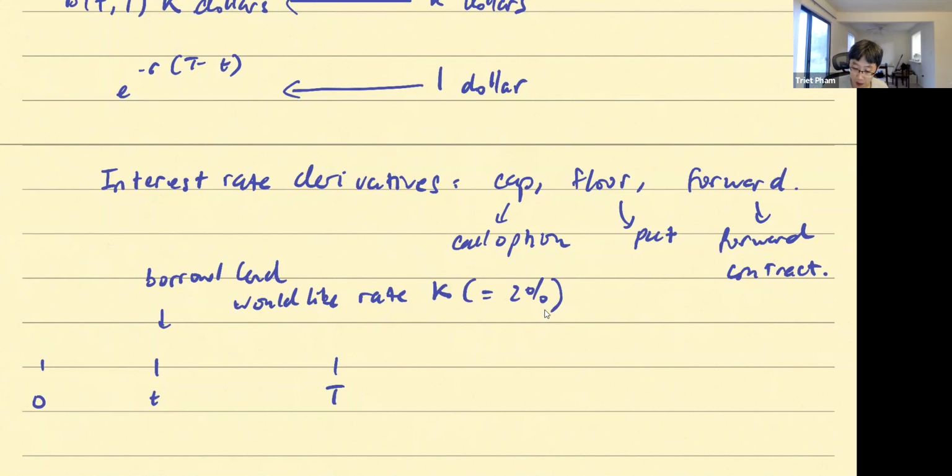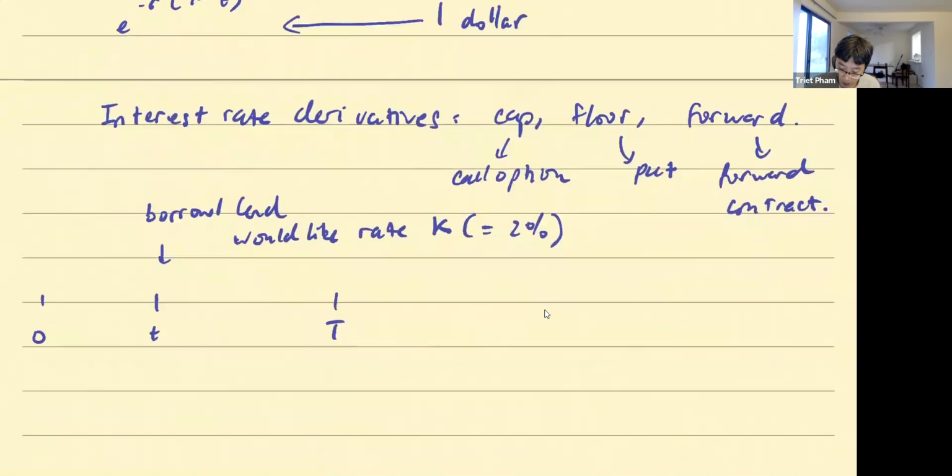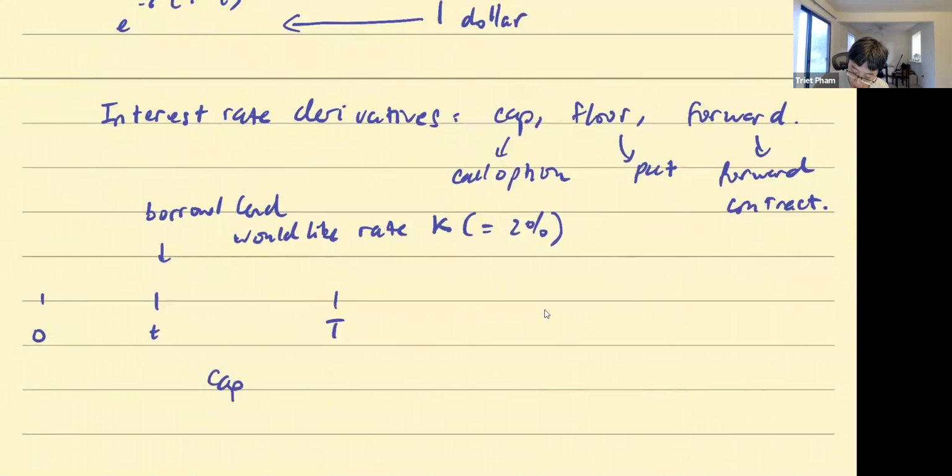Of course, the rate at time little t is not going to be like that. So what happens is that you can lock in either a cap, a floor, or forward. Basically a cap, roughly speaking, pays interest rate R minus K, plus, times the time period, at time t.